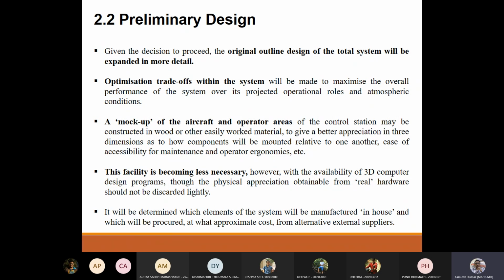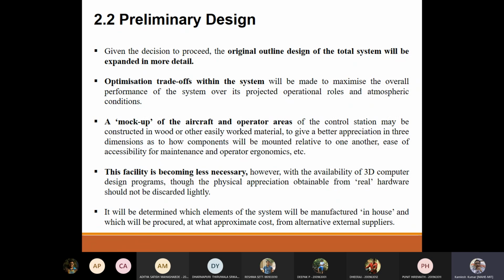So you should check the performance, then the operational roles which were projected during your conceptual phase, and how atmospheric conditions are going to be useful for the system deployment. Or maybe the atmospheric conditions may not suit your product itself. So what is the threshold line you're fixing for that? Maybe the same product you can use in a particular environment or not, correct?